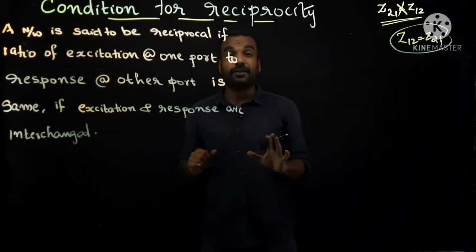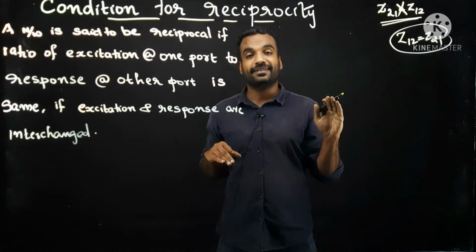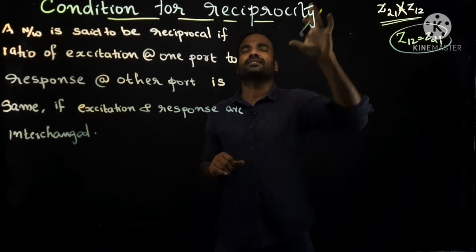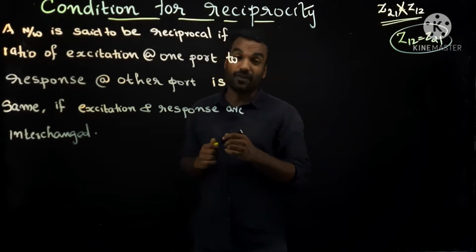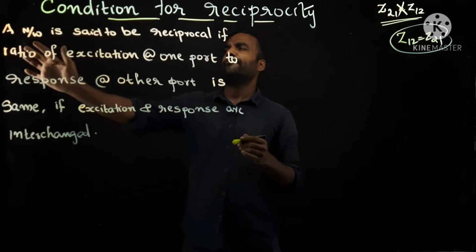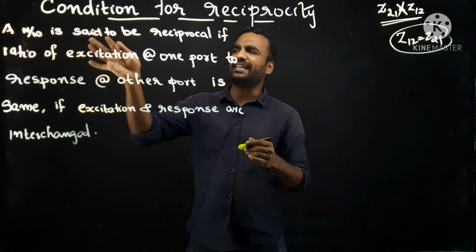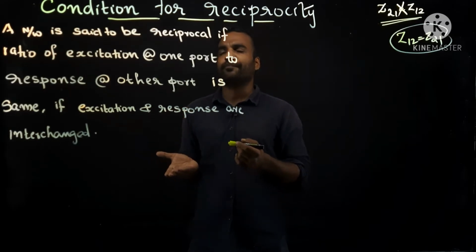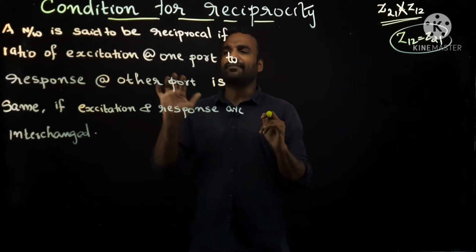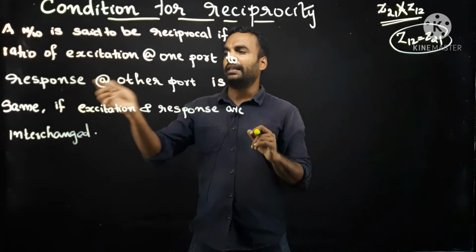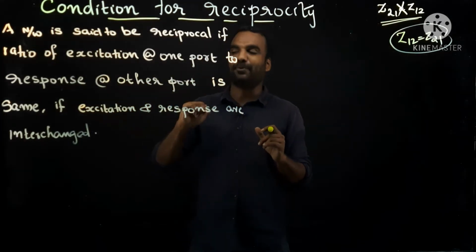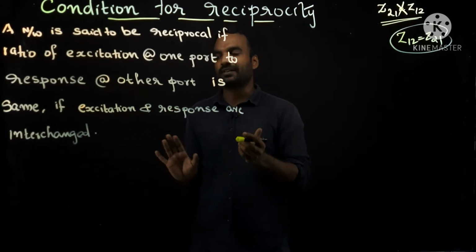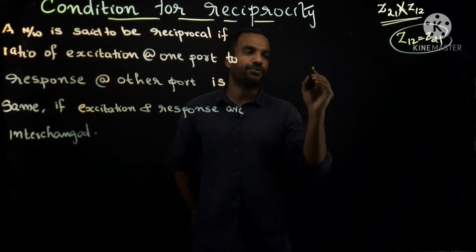Before deriving any condition, we should know what it is we want to derive. Now you want to derive reciprocity, so you have to understand what reciprocity is. A network is said to be reciprocal if the ratio of excitation at one port to response at the other port is the same if excitation and response are interchanged. Let me show.